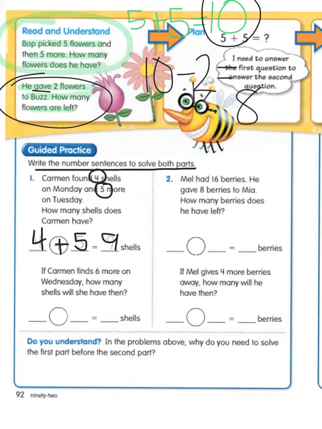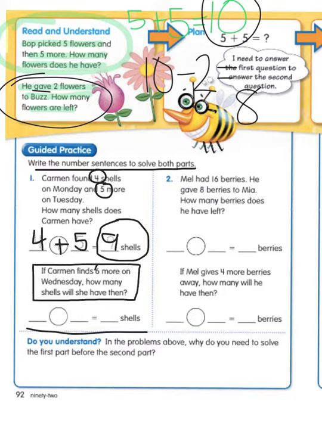If Carmen finds 6 more on Wednesday, how many shells will she have then? Okay, so this is what we're going to look at. We're going to take the answer from this problem, and we're going to use it in this problem down here. So let's go back to this part right here and let's read it to see if we need to add the 9 and the 6 or if we need to subtract. If Carmen finds 6 more on Wednesday, how many shells will she have then? So more, that means getting more, we need to get bigger. So we're going to add, use the plus sign.